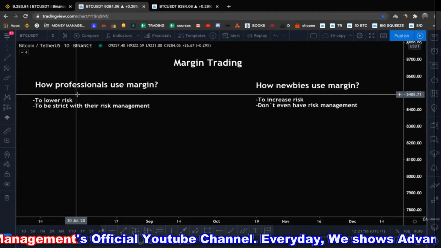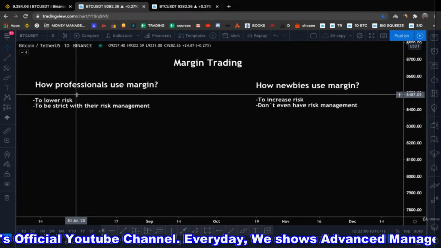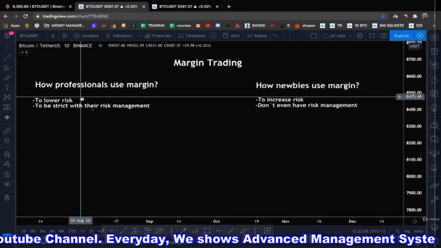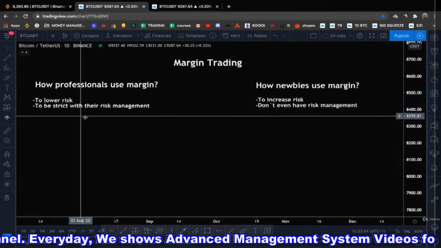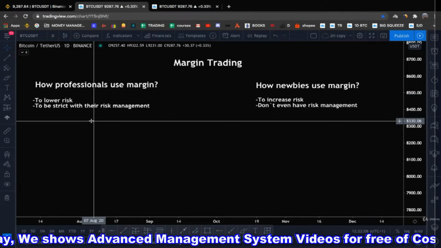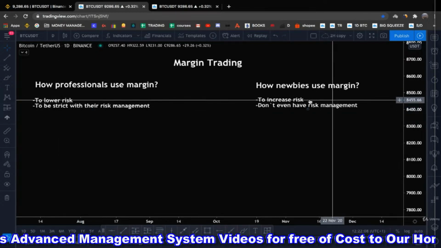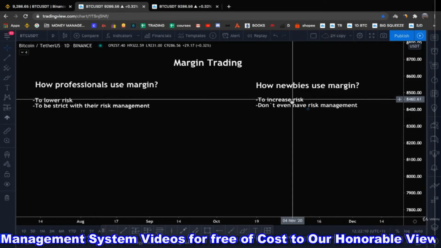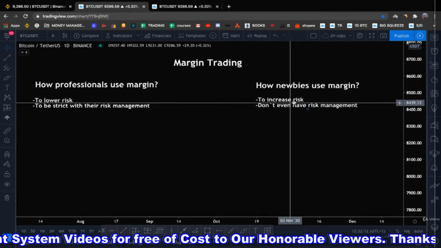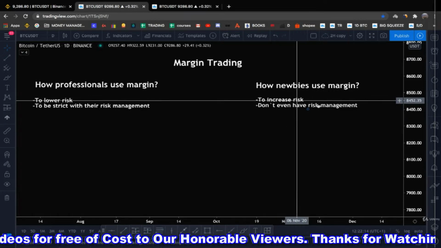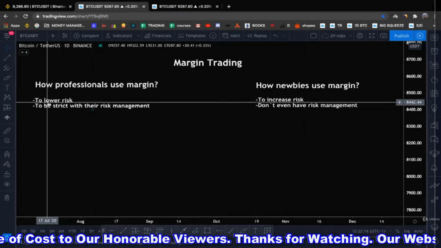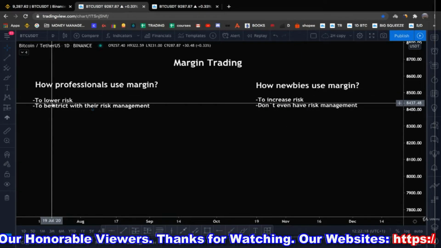You want to use the margin as the professionals are using it, right? And how they are using it, what they are using it for. So first, they are using it to lower their risk. As you can see, the newbies do the opposite. They are increasing their risk. They don't even know what their risk is, right? They don't even have risk management. But let me explain what I mean by that.